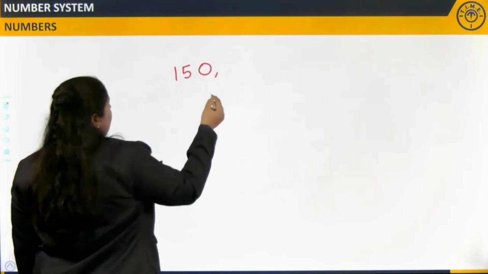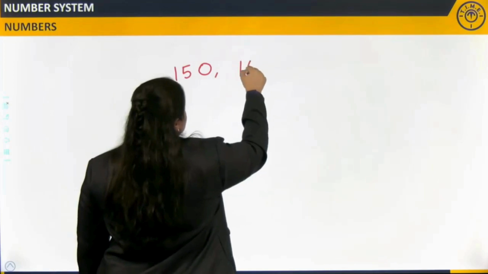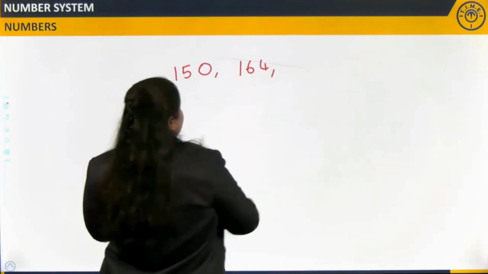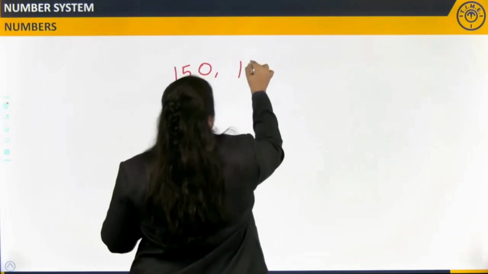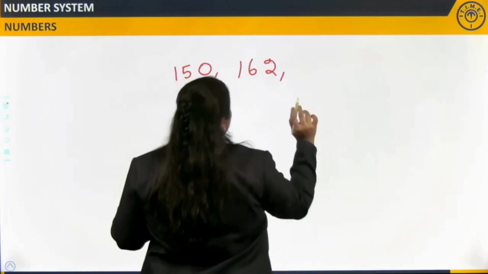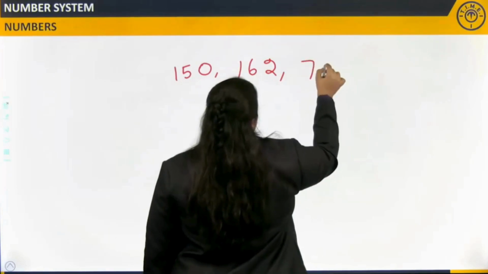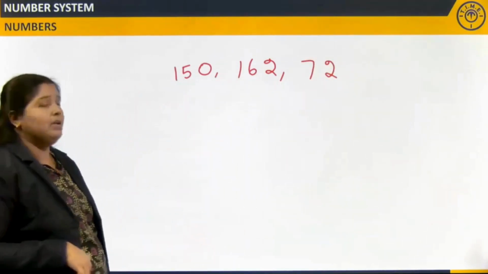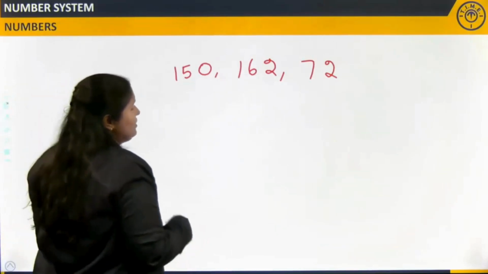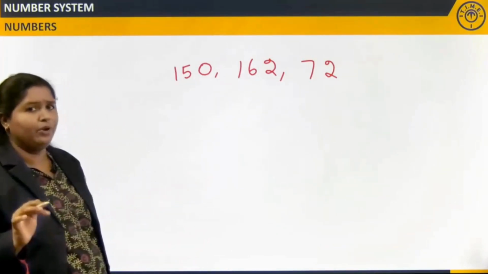150, and then we will take 162, and then we will take, say, 72, right? How to find the HCF of these numbers? You can find prime factorization. I told you how to find.